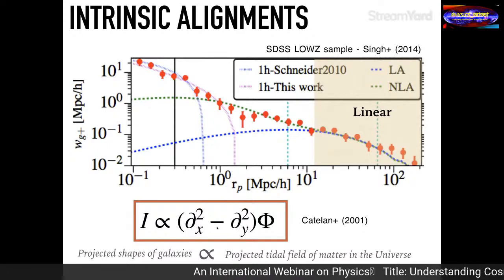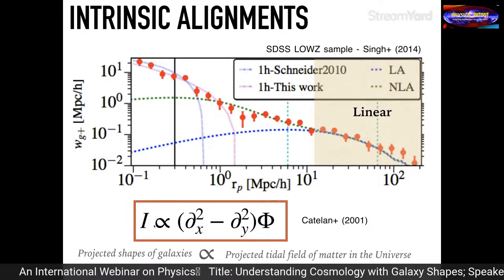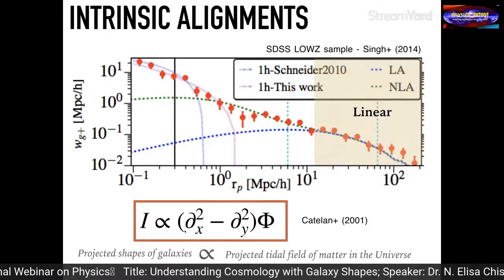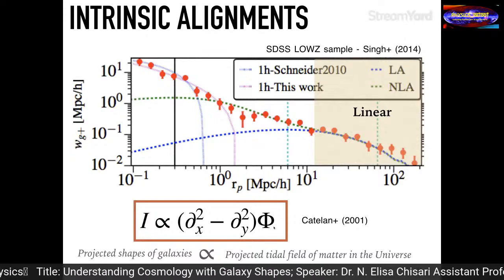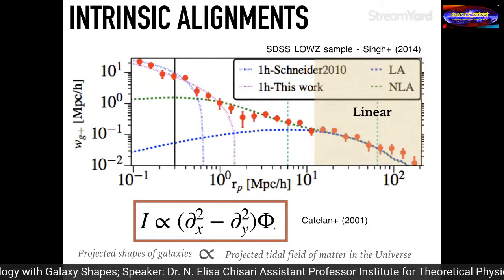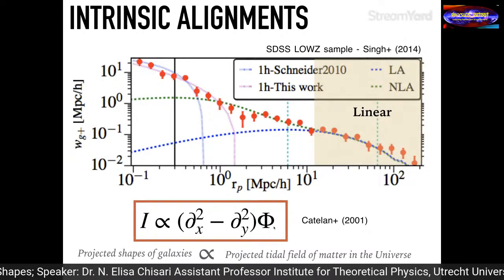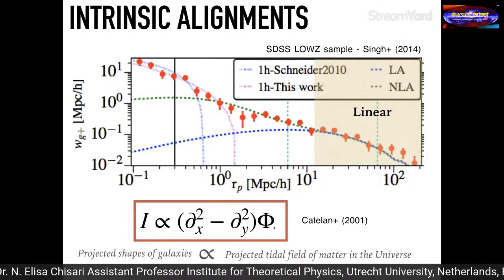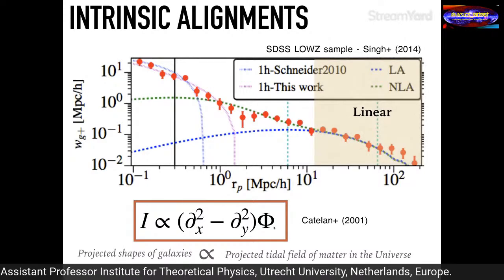So essentially what this model is telling us is that the stretching of the shape of a galaxy is proportional to the changes in gravity from one side to the other. So this is what we call the tidal field, right? The changes in the gravitational acceleration vector.